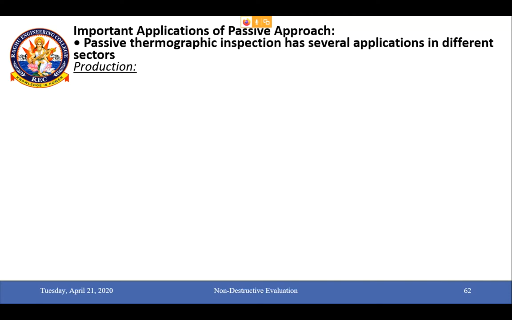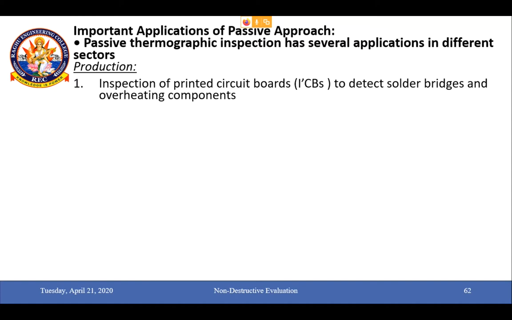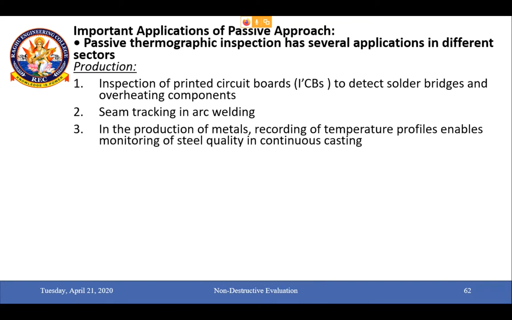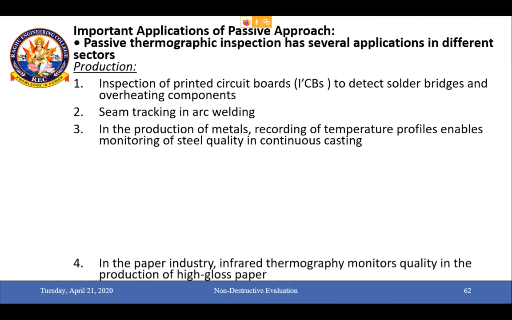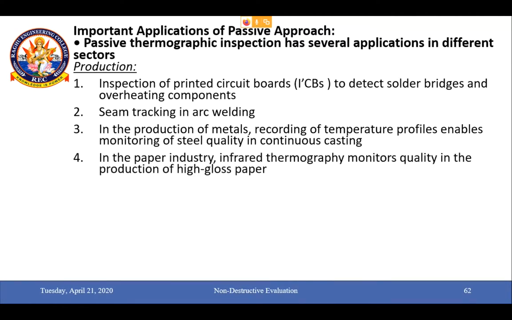Production sector: inspection of printed circuit boards or PCBs to detect solder bridges and overheating components. If any defects are there in your soldering process or any overheating happens, such things can be easily found out. Seam tracking in arc welding, you can easily relate to this. Third one, in the production of metals, recording of temperature profiles enables monitoring of steel quality in continuous casting. That is self-explanatory. Fourth point, in the paper industry, infrared thermography monitors quality in the production of high gloss paper.